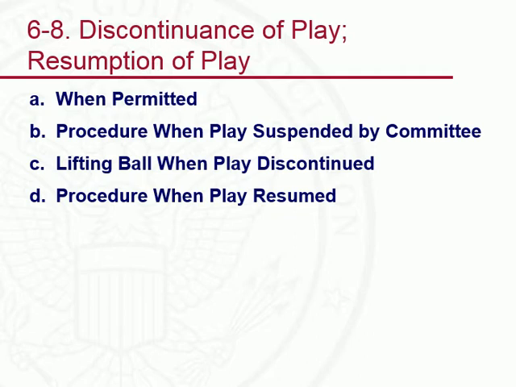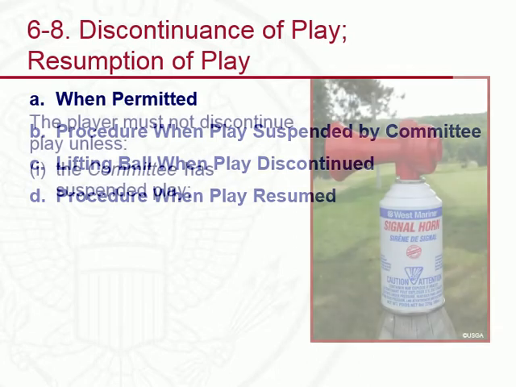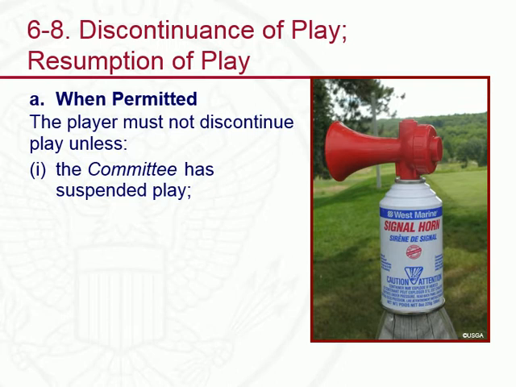Now, Rule 6-8 is discontinuance of play and resumption of play. We're going to get into 4 different parts of this: when it's permitted, the procedure when play is suspended by the committee, lifting your ball when play is discontinued, and the procedure when play is resumed. Rule 6-8A, players must not discontinue play unless the committee has suspended play. That's your first option. You must not discontinue unless the committee has suspended play.